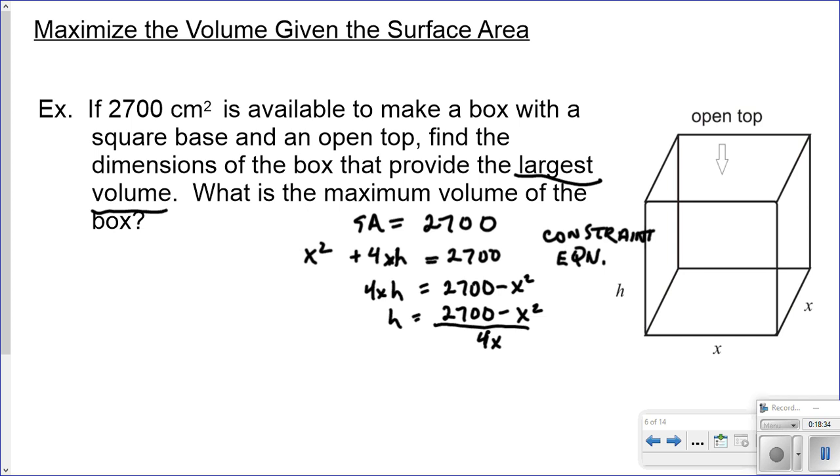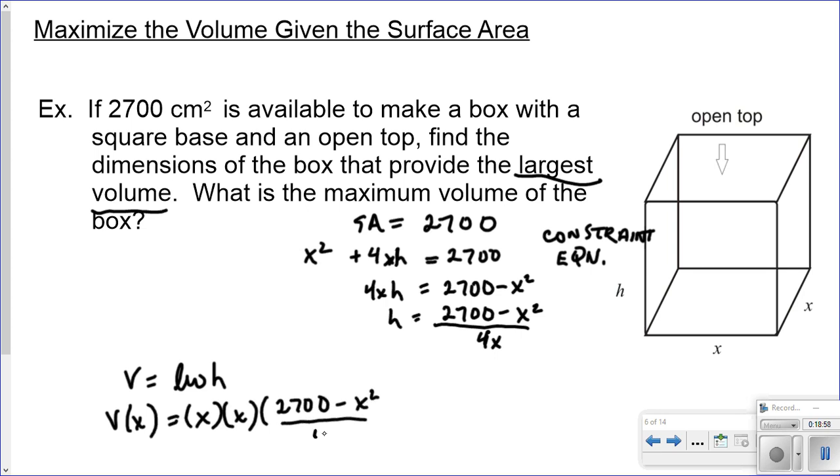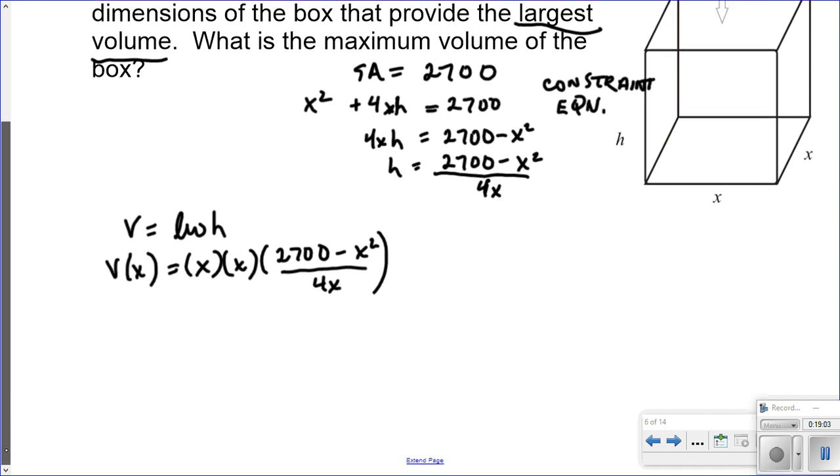Okay, our volume function is length times width times height. So as a function of x, our dimensions, our length and our width, are x and x. And the height is what we just found in terms of x. So that's why I left it. I was going to work that out, but I realized that it's just as easy to work it out here.